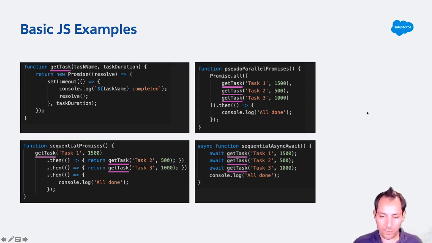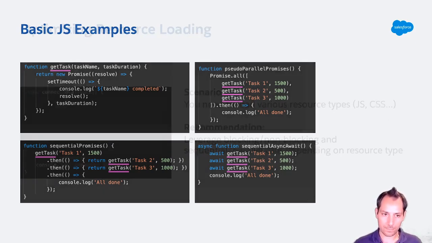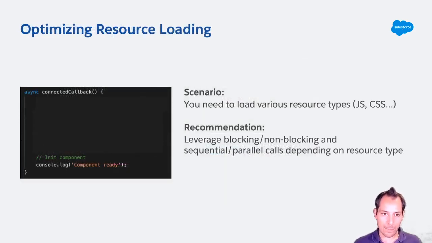I wanted to show you that before going into Lightning Web Components examples, because we're going to use those particular expressions heavily. So let's start with the first Lightning Web Component example. A typical scenario: you have created a custom component, and it's going to rely on some third-party resources, and we need to load those resources before we do anything. So let's assume we have to load various resource types, a mix of JavaScript and CSS style sheets.